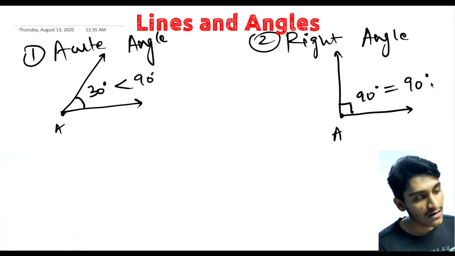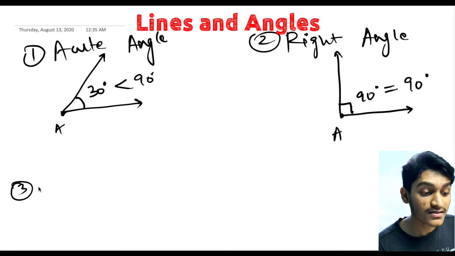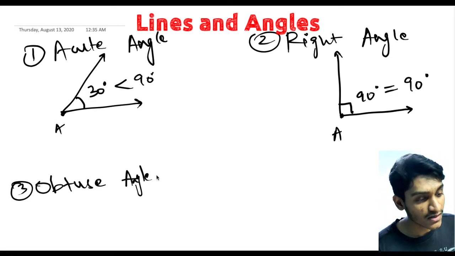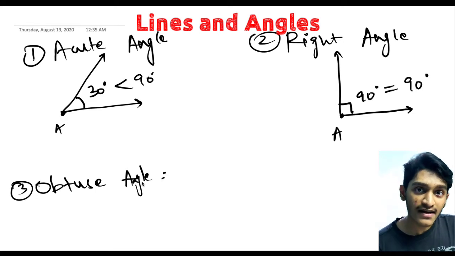Now, the third type is called an obtuse angle. What is an obtuse angle? You guessed it right. An obtuse angle is neither an acute angle nor a right angle. Well, what is left?